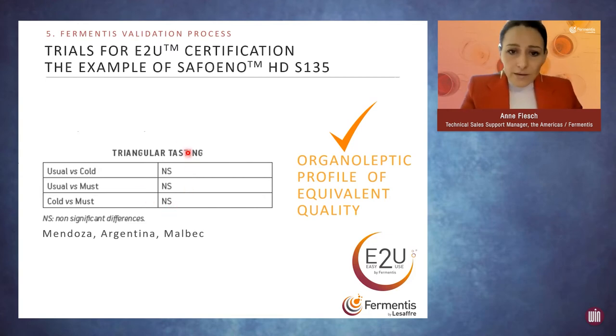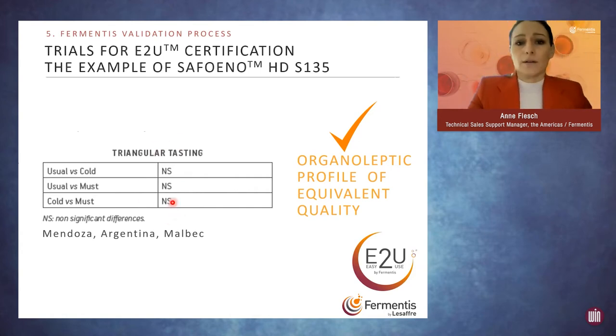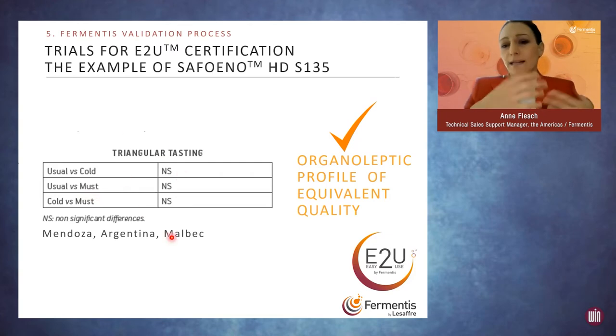Here, in that case, NS means non-significant difference in comparing the usual versus the cold, the usual versus directly in the must, or the cold versus directly in the must. And so in that case, we can say really these three wines have organoleptic profile of equivalent quality. So for each strain, we do that on different types of wine before certifying the yeast easy to use.